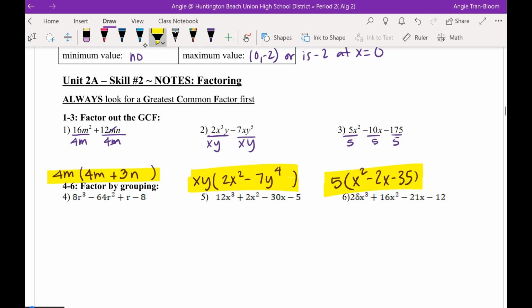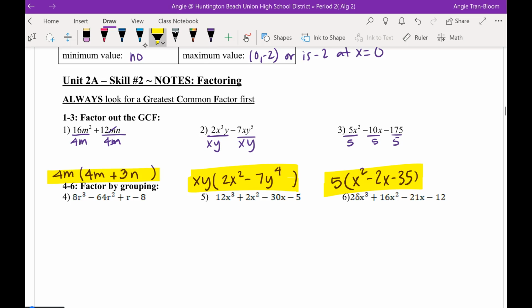Now, eventually, you're just going to get a question that just says factor. It's not going to ask you, oh, take out the GCF first, and then do this, and then do that. So when it just says factor, you always want to check for what first? Always what? The GCF first. You do not go anywhere without taking that out first.